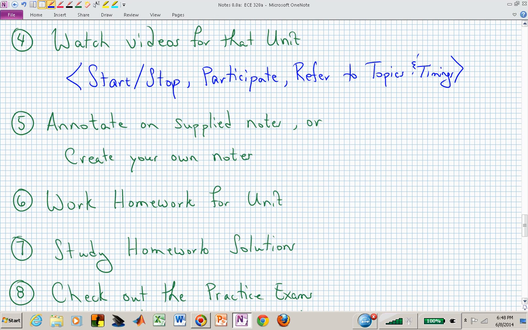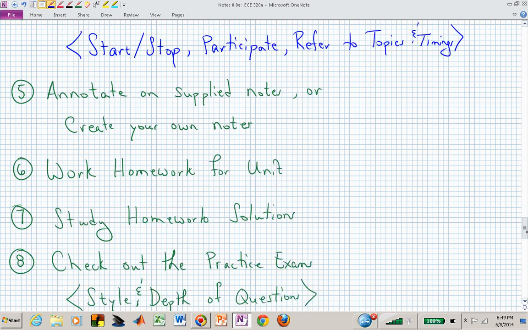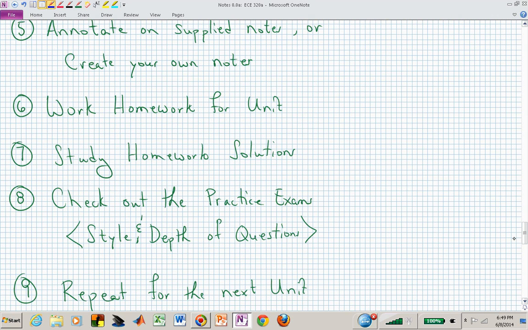You'll want to work with the notes that are supplied for each of the videos. You'll want to work the homework for each unit. Make sure you submit those. Study the homework solutions. I will try to provide homework solutions after those are due on D2L. You should look those over and make sure that you do understand the way to work the problems if you are having questions.